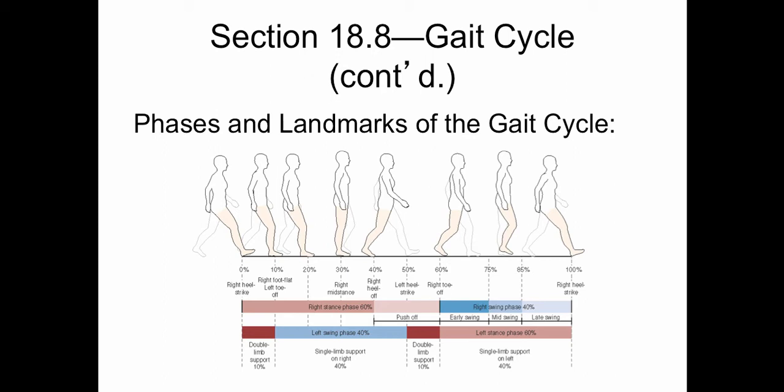The period of double limb support is when both feet are in contact with the ground, and walking is defined by the presence of double limb support. Take a close look at this illustration. All of the major landmarks of stance phase and swing phase are illustrated here in this figure.